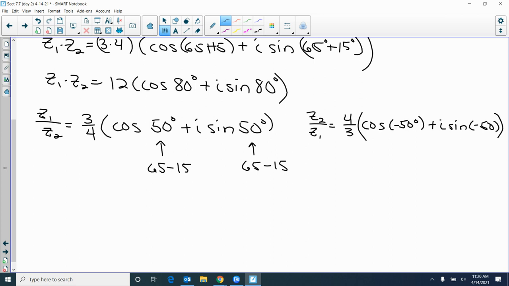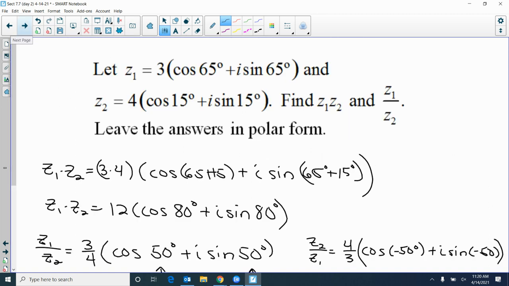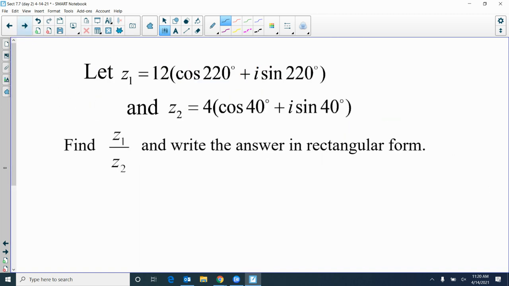More often than not, every time, that should be converted to a positive angle. So I want you to see that it's written as 310. Like Cooper said, that's normally how it's going to be written. So it's going to be 4/3 cosine of 310 plus I sine of 310. Okay. Cosine 310 plus I sine 310. All right, so it doesn't matter. You can divide Z1 divided by Z2. You can divide Z2 divided by Z1. Okay, for that.